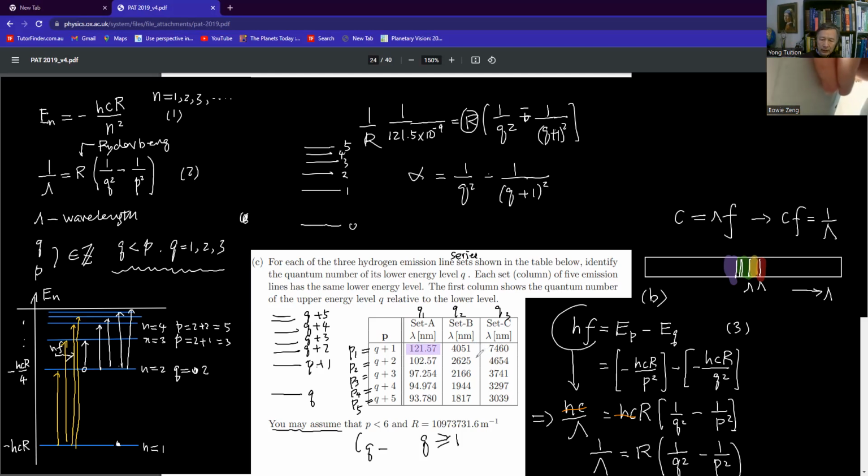Oh, this is the longest wavelength. The wavelength is getting shorter. That's right. So we pick up the longest wavelength. One of the three should give you a positive integer for Q. Still no solution for set B. How about set C?